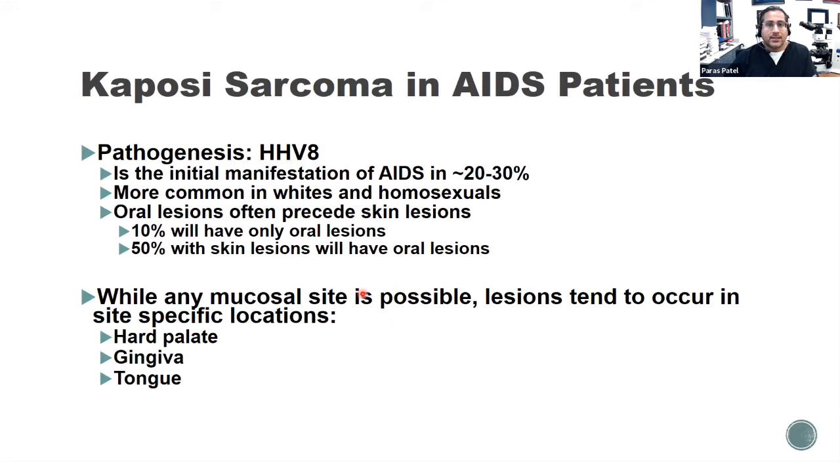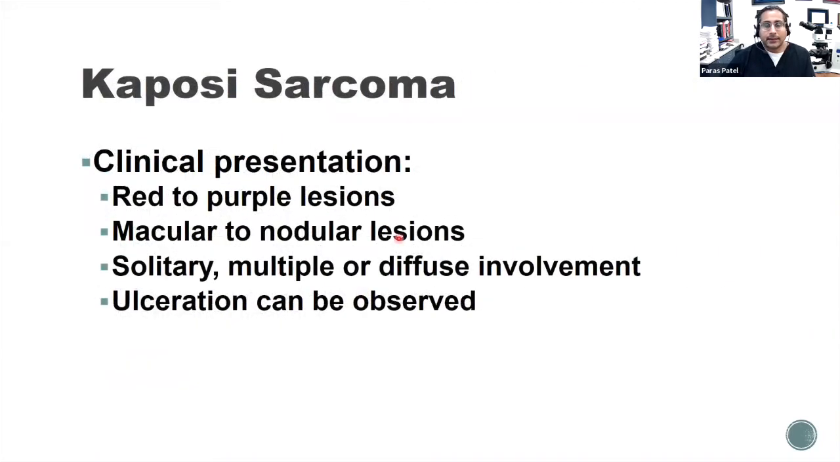It is more common in whites and homosexuals than others. Oral lesions often precede the skin lesions, and 50% of the patients who do have skin lesions will have oral manifestations. Any mucosal site really is possible, but it does have a predilection for the hard palate and gingival tissues. Clinically, it can look like various stages because it does go through various stages to a degree. It can be a patch type lesion, and then it can be a little bit more raised, or what we call the plaque stage. And then it can be a fulminant tumor type process, and that is what we call the tumor or nodular phase of this disease process.